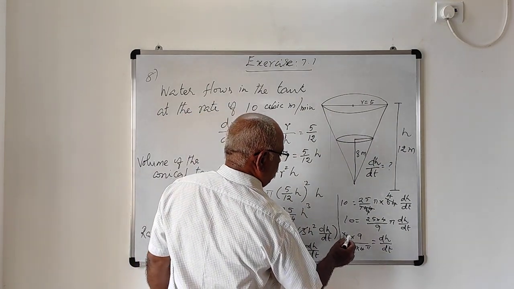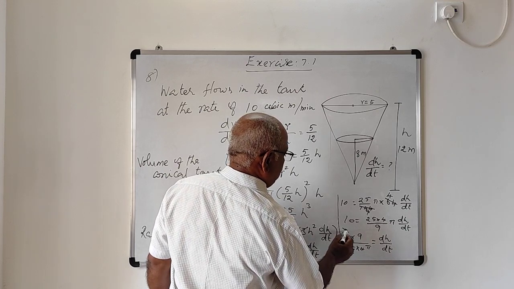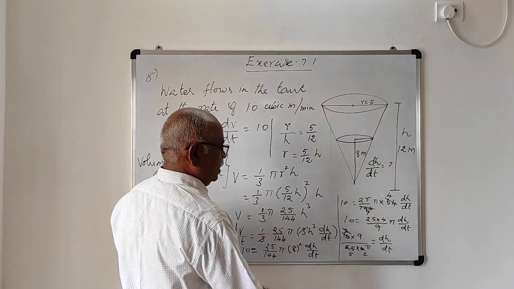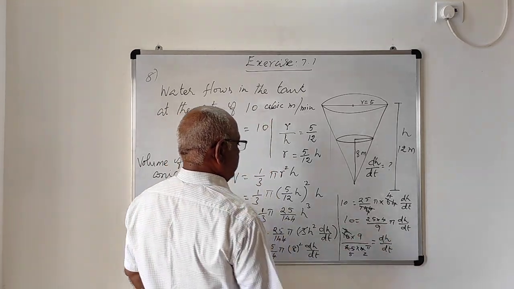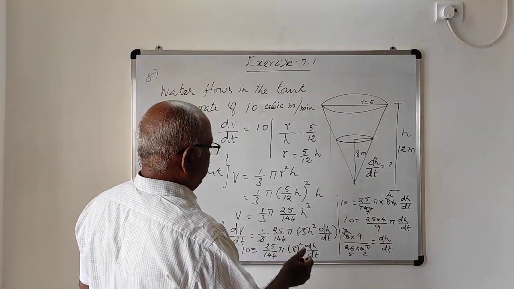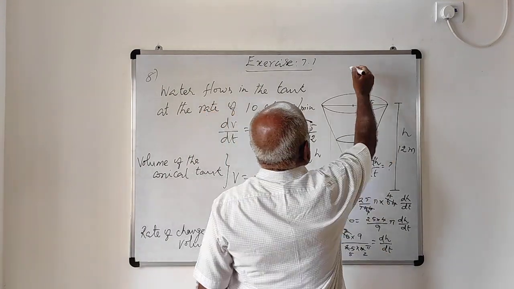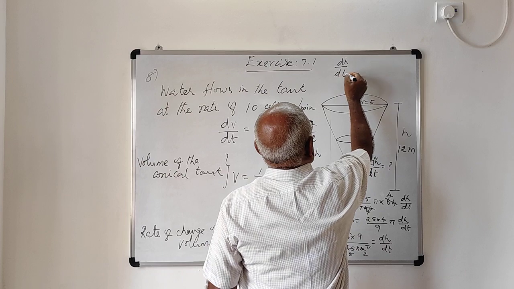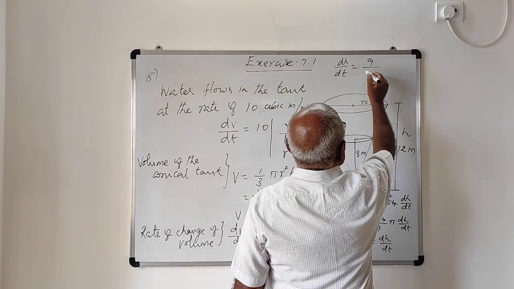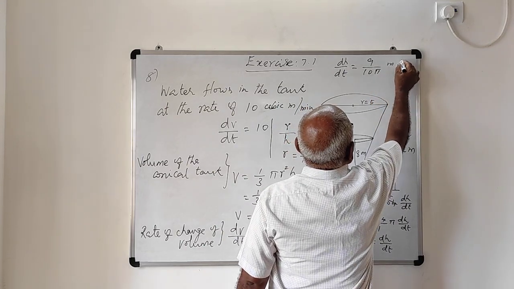So 2 5s are 10, 5 5s are 25, 1 2 2s are 4. So dh by dt is 9 by 10 pi. The rate of height is changing at the rate of 9 by 10 pi. So the answer is dh by dt equal to 9 by 10 pi meter per minute.